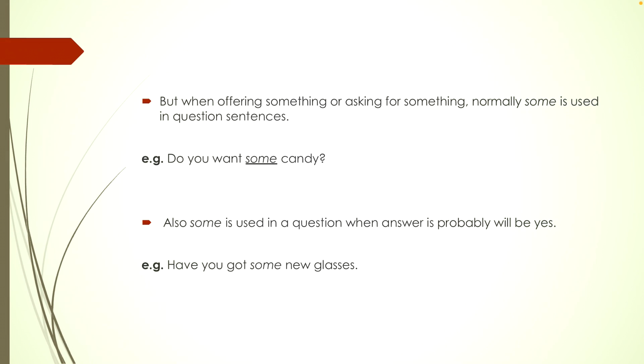But when we are offering something or asking for something, we normally use some. Do you want some chocolates? In the example, the subject is offering something to somebody, so he or she uses some in the sentence. We also use some in a question when we think the answer will be yes. For example, have you got some new glasses? In the example, the subject knows that the answer will be yes, so he or she uses some in the sentence.